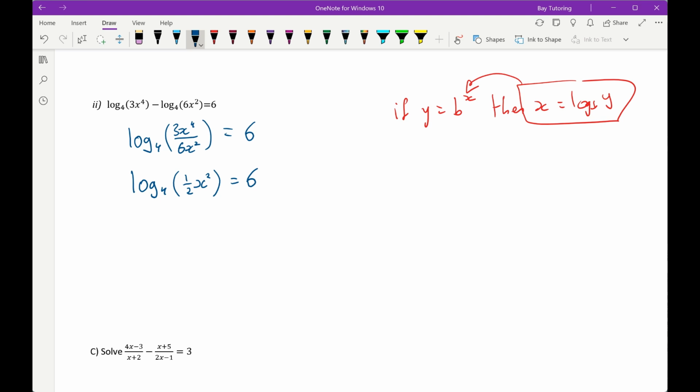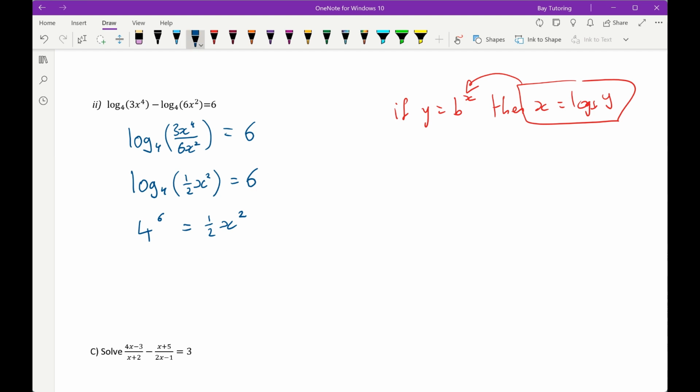So the answer to the log, 6, that is the power. The base in the log is the base. So our power will be 6 and our base will be 4. So we're going to have 4 to the power of 6 equals y, what's inside the log. So for us, that is half x squared. So now it looks like y equals b to the power of x. I did write it backwards, but that's fine. Doesn't matter which way around we go.